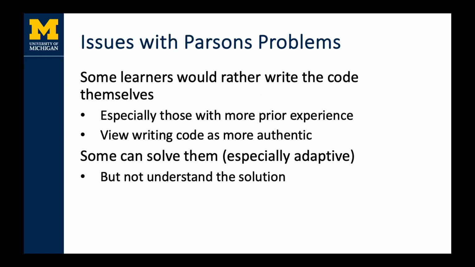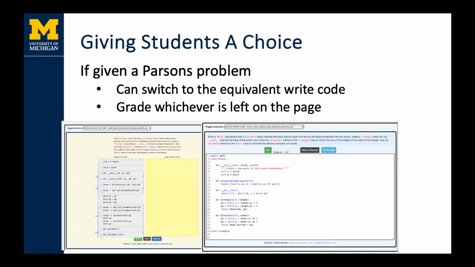However, there are some problems with Parsons problems. One is that some learners are like, I don't want to solve that. I'd rather write the code, especially if the Parsons solution doesn't match what they were thinking of doing. And then some people can solve them because the adaptation, the help, can get them to a correct solution, but they don't understand the answer. So one of the things we've been doing is giving students a choice. Great, it's scaffolding. If you don't need the scaffolding, it should go away.